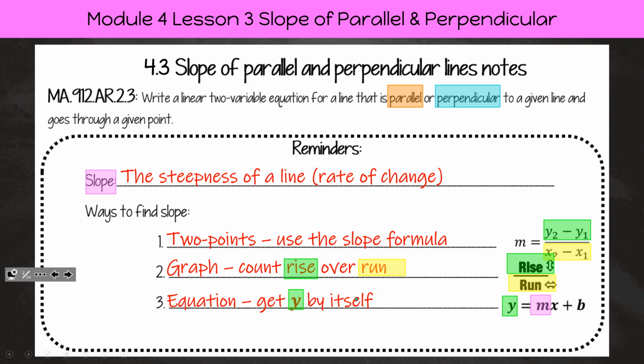Finally, if I have an equation and I have to identify the slope, remember we first have to get the y by itself so that it's in slope-intercept form of y equals mx plus b. Once it's in slope-intercept form, we're looking for the coefficient of the x, that number in front of the x, and that is our slope, our m value. All right, so those are the ways to identify slope. Now let's see what they look like if we're talking about parallel and perpendicular lines.